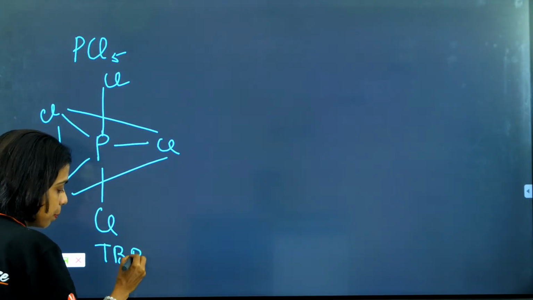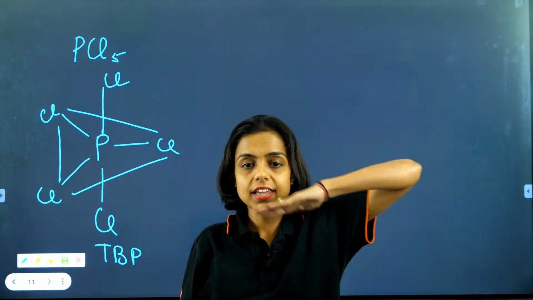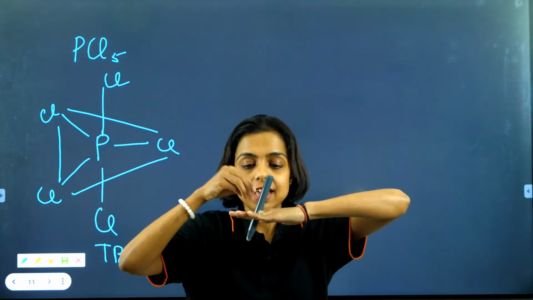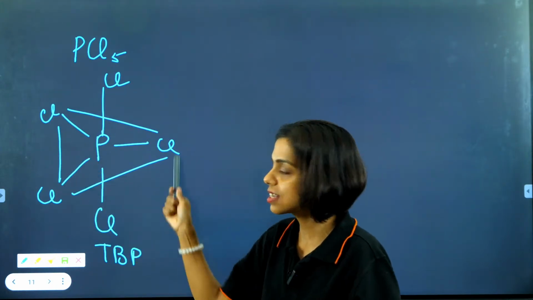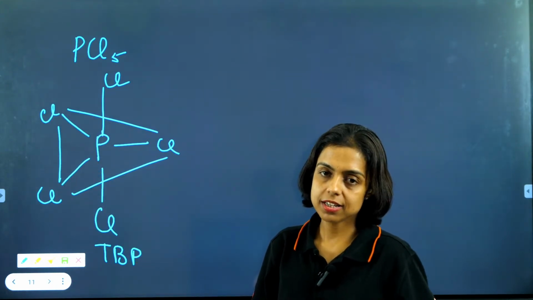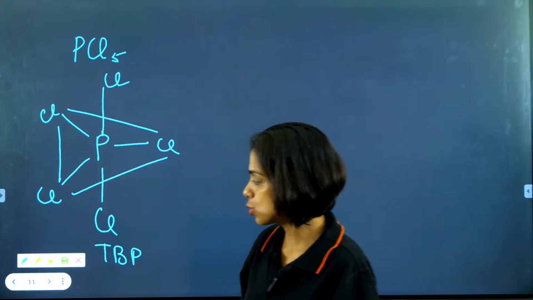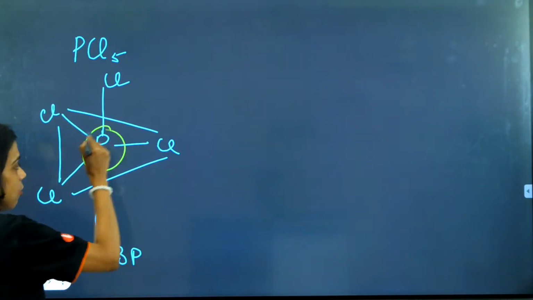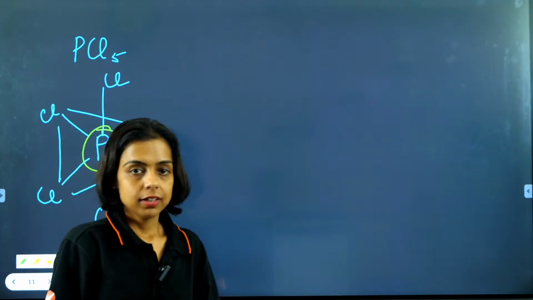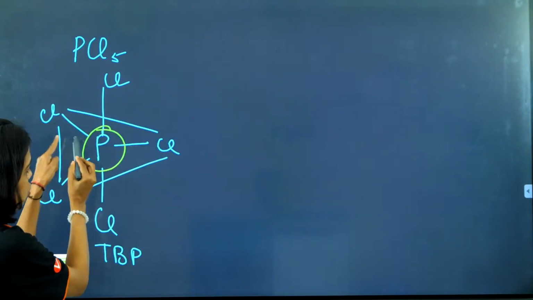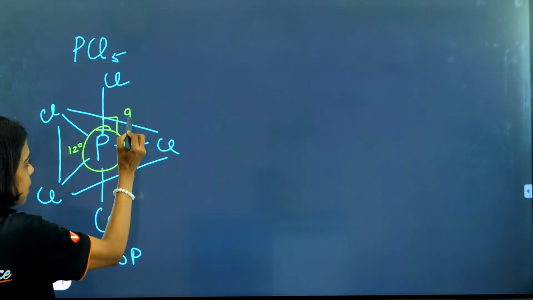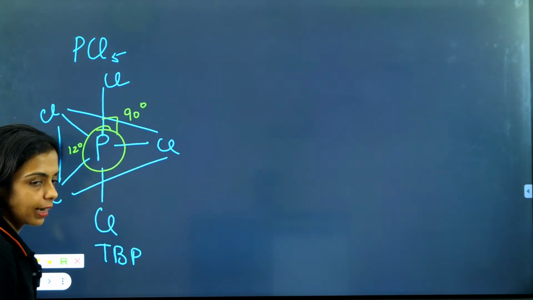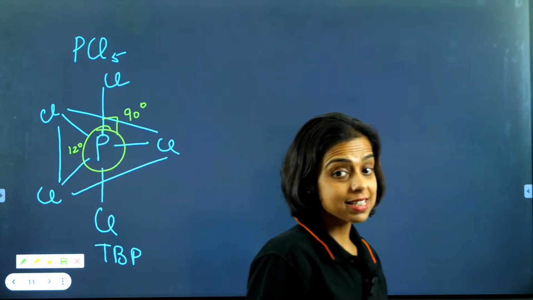TBP, trigonal bipyramidal, right? There is a triangle, and at the center of the triangle there is a central atom. Above, below, and on the vertices of the triangle, there is an atom, a side atom. The central atom is phosphorus, and we have 5 chlorine around it. These bonds are known as equatorial bonds, having an angle of 120 degrees. Above and below, they are known as axial bonds, having an angle of 90 degrees. We studied that in the last class, guys.